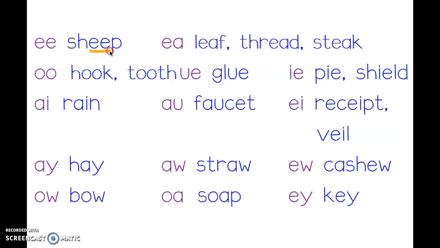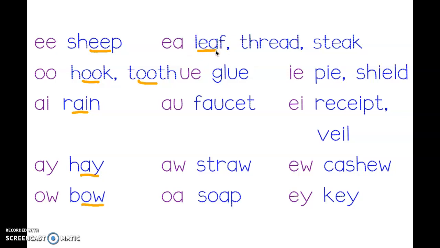When we code our digraphs, be sure and read the words with me. Sheep, hook, tooth. Remember, this digraph can have the long sound or the short sound. Rain, hay, bow. EA has 3 different sounds that it can make. Let's look at all of them.